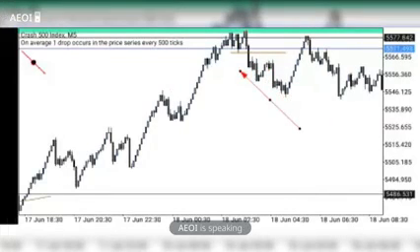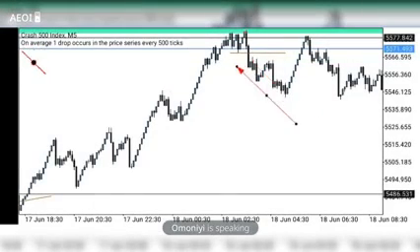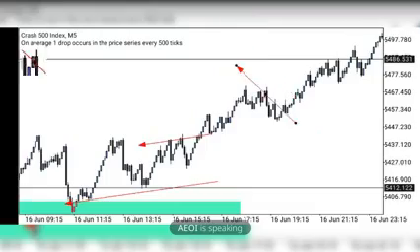Is everybody following me? Can you hear me? All right. So this horizontal line is where price broke structure. See where this thing is now?